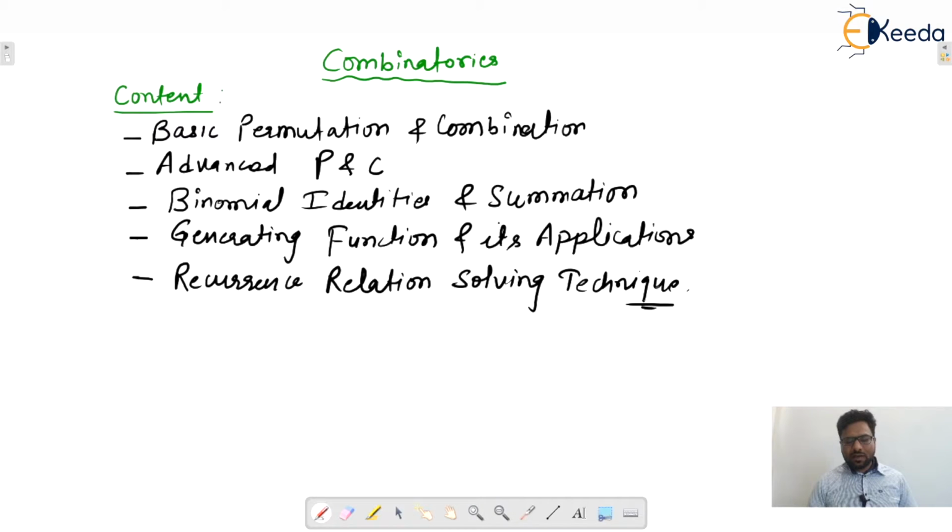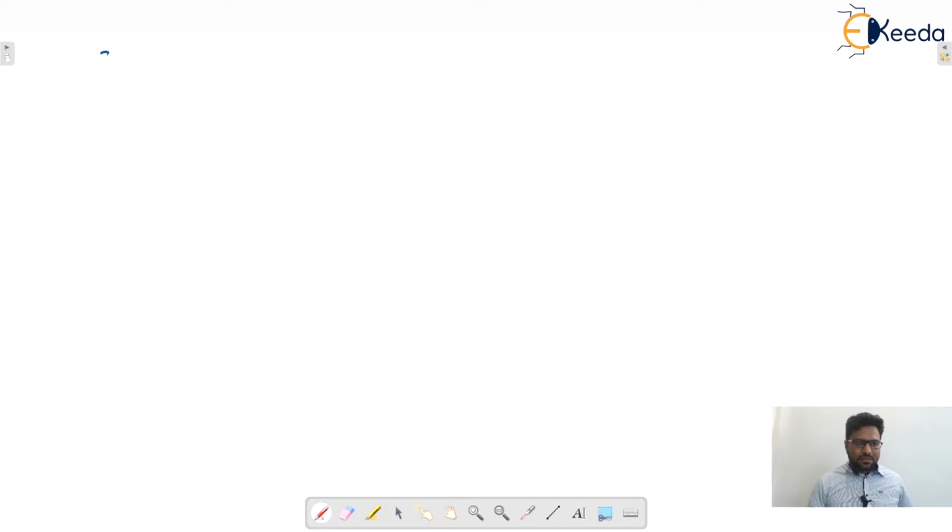So we'll start with counting. What is counting exactly? Combinatorics ultimately means counting. So we'll see some basic counting principles. After that we'll see how to solve some advanced counting problems, for which we will use generating function. Okay, so let us begin with counting. There are two principles of counting.